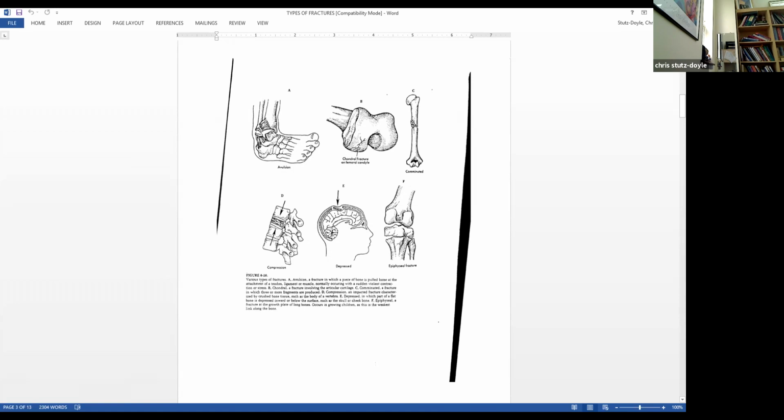Epiphyseal fracture. So what do we worry about with an epiphyseal fracture on a growing bone? You worry about the growth spurt. Comminuted fracture, many pieces. Compression fracture is when we talked about that last semester also.